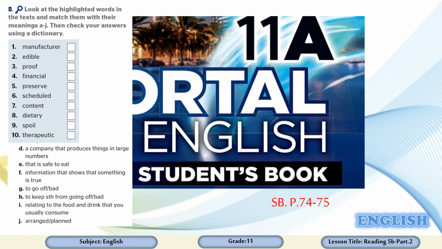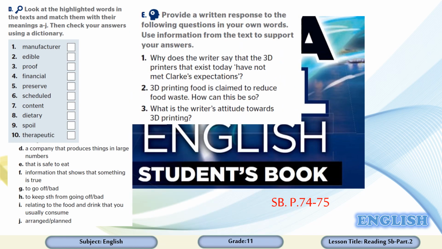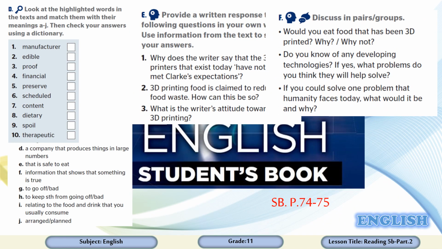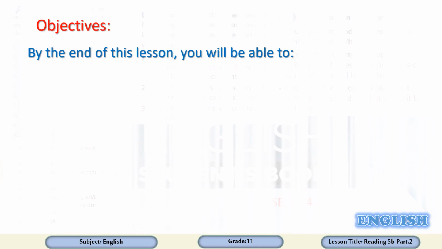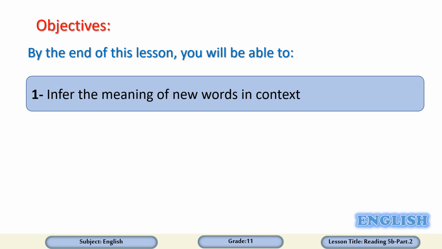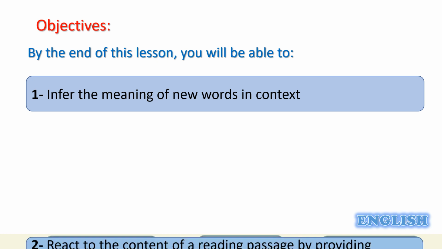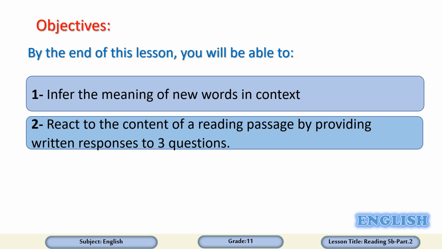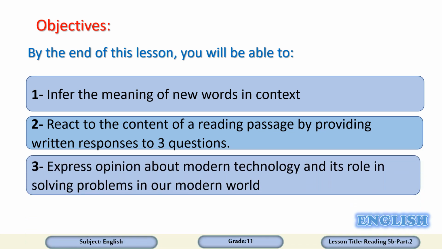In today's lesson, we will cover Exercise D, Exercise A, and Exercise F, page 75. We have three objectives to cover in this lesson. Number one, infer the meaning of new words in context. Number two, react to the content of a reading passage by providing written responses to three questions. And number three, express opinion about modern technology and its role in solving problems in our modern world.